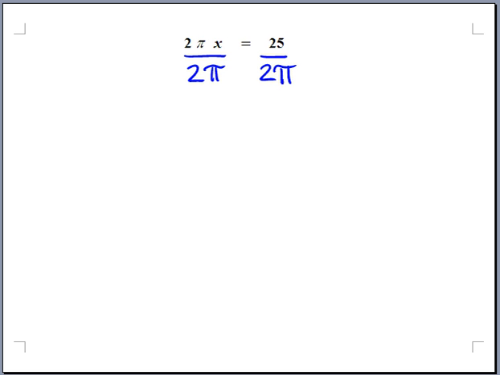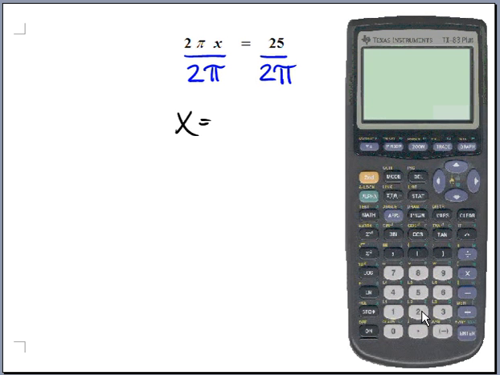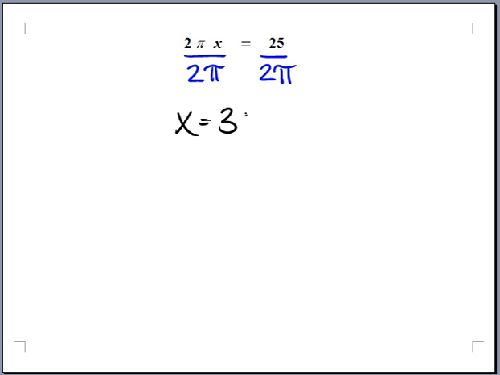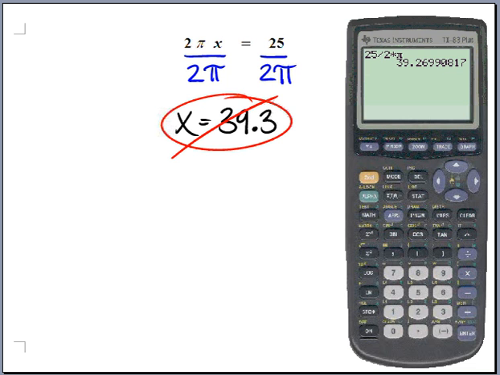Now, you have to be a little bit careful, because if you type this in your calculator as 25 divided by 2 times pi, and make sure you're using the pi button, not just 3.14, you're going to get that answer, 39.3. And some of you watching are probably going, that's not the answer. And you're right. That is incorrect.